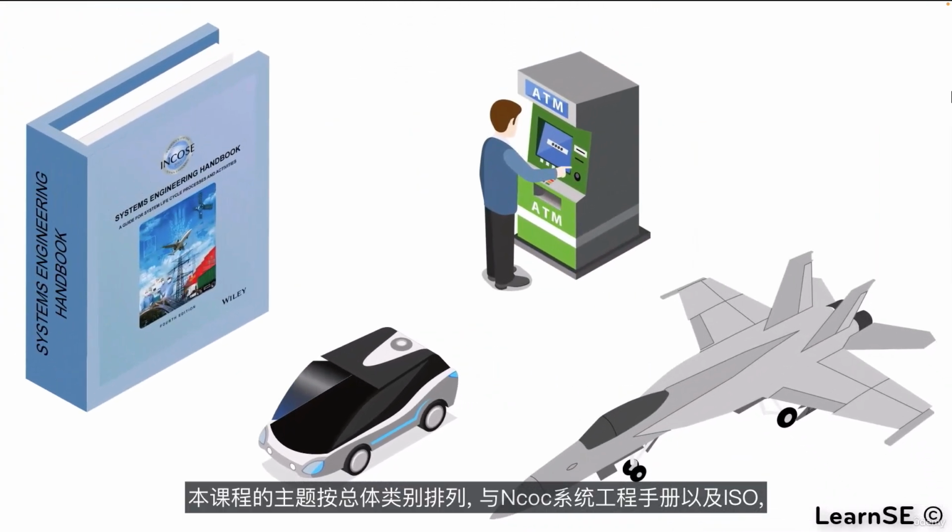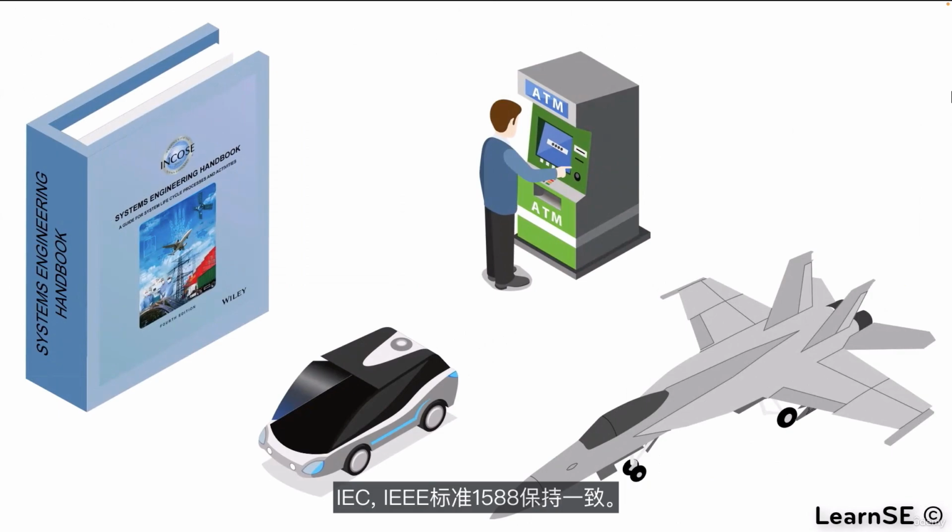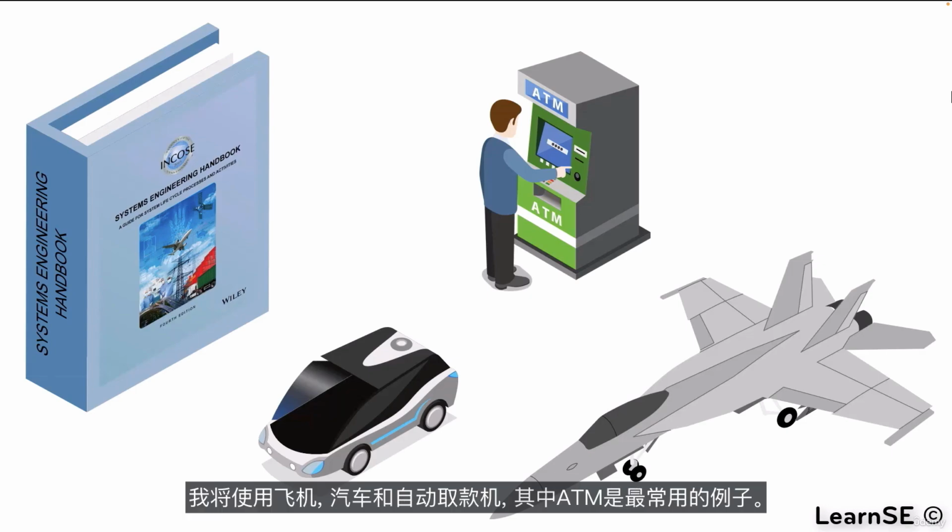The topics for this course are arranged in overarching categories, which align with the INCOSE Systems Engineering Handbook, as well as the ISO/IEC/IEEE Standard 15288. Throughout this course, I'll be using a few different systems as examples. I'll be using aircraft, cars, and the automated teller machine, where the ATM is the most used example throughout this course.